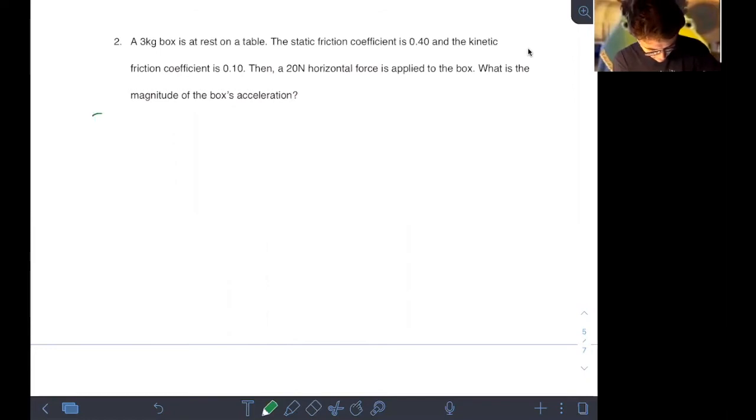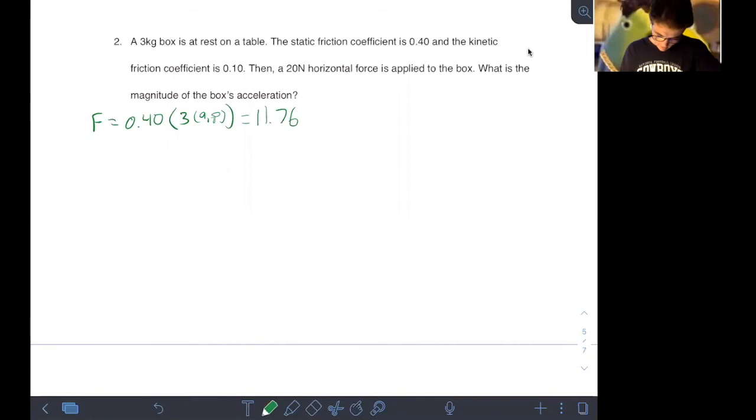When we do it, F equals mu, which in this case is 0.40, times mass times gravity: 3 times 9.8. That equals 11.76.